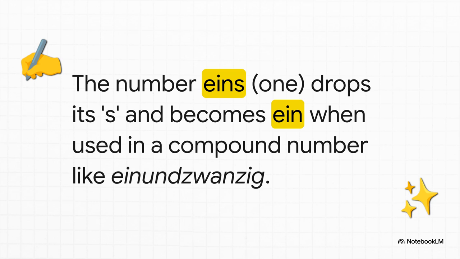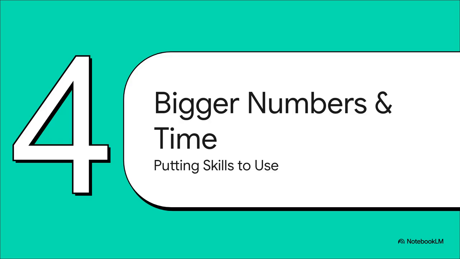The word for 1 is eins, but when you stick it into a bigger number, like 21 or 41, it drops the S and becomes just ein. That's why it's 21, not 21. So you've totally cracked the code for all the numbers up to 99.